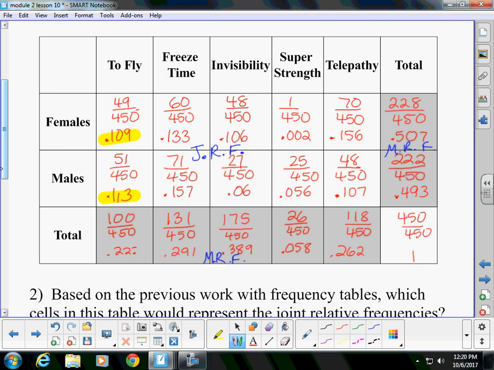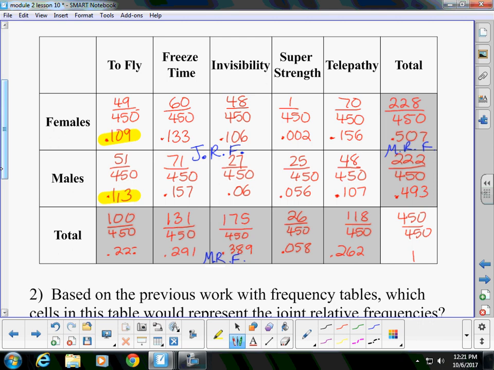Like, to fly is only about a 1% difference. Freeze time is a 2% difference. Invisibility, now we're talking from 10% to 1%. So that's a big difference. Or, excuse me, that would be 6%. 10% to 6%. That's a 4% difference. Here we're talking less than 1% to 5%. And then this is also a 5% difference, 15% and 10%.